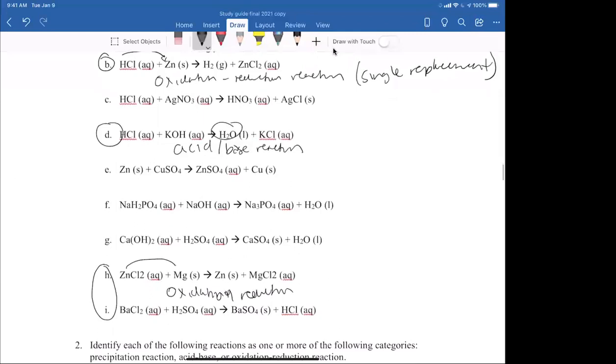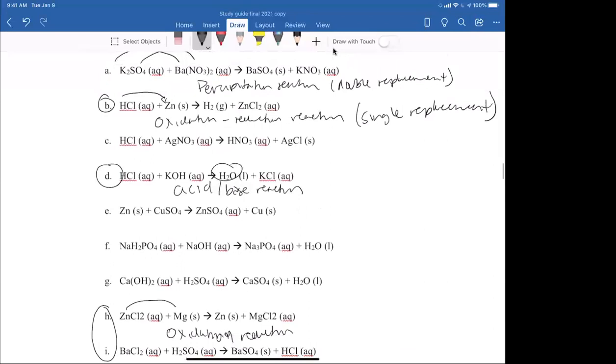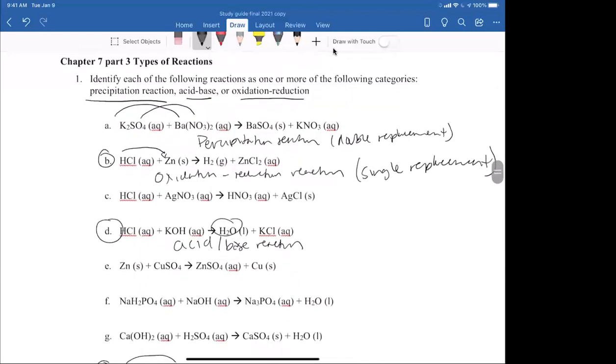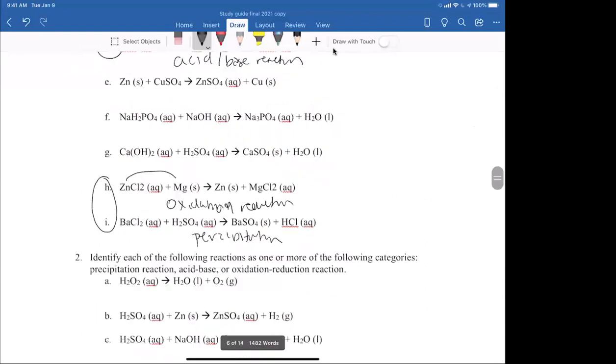Okay, how about I? Which one would it best fit: precipitation, oxidation reduction, or acid base? Precipitation reaction. Yes, nice job. Any questions on chapter 7, part 3?